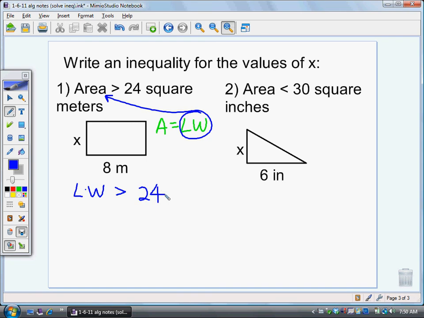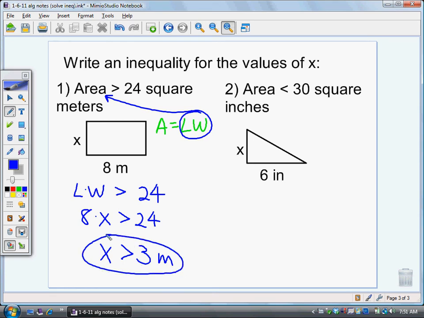Now the length and the width are 8 and x, so I have 8 times x is greater than 24. I would divide both sides by 8, and I would get that x is greater than 3. And then since I know it's meters, x is greater than 3 meters. And that would be my solution. So any value that's greater than 3 meters is going to result in an area that is greater than 24 square meters.